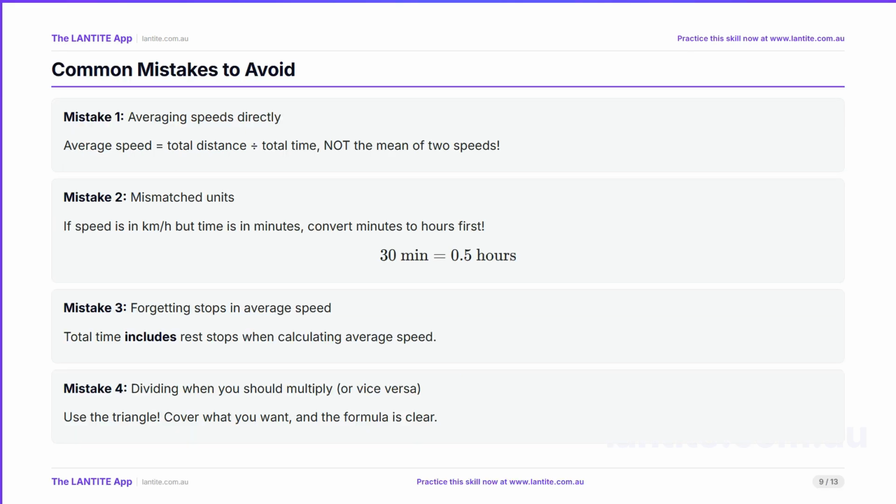Here are the 4 most common mistakes. First, averaging speeds directly instead of using total distance over total time. This is the biggest trap in SDT problems. Second, mismatched units. If your speed is in kilometers per hour, your time must be in hours, not minutes. Convert 30 minutes to 0.5 hours before substituting. Third, forgetting to include stops when calculating average speed. Total time means all the time, including breaks. Fourth, dividing when you should multiply. The triangle eliminates this confusion. Always use it.